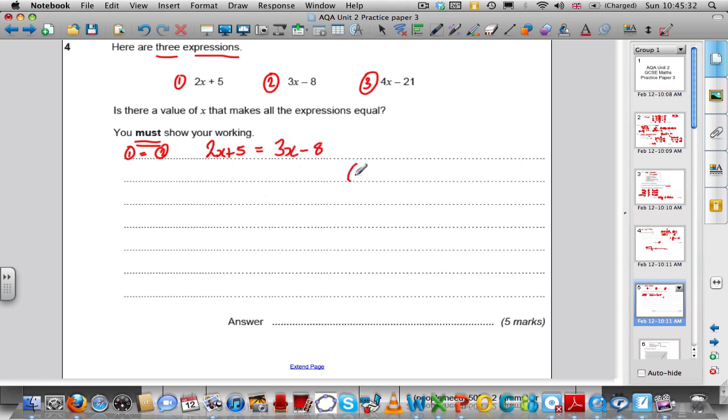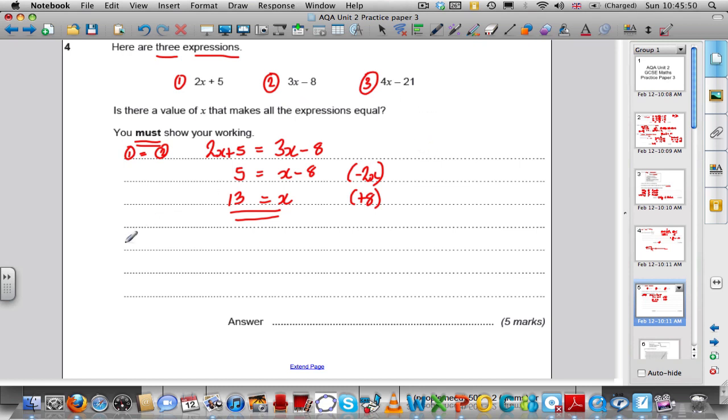x is on both sides. Subtract 2x from both sides to tidy it up. 5 is equal to x subtract 8. Add 8 to both sides to remove that negative 8. You would get x is equal to 13. So to make 1 and 2 equal, x must be 13.